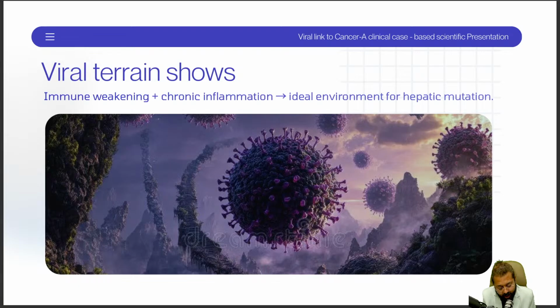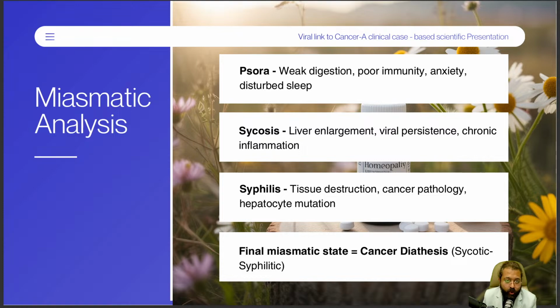Now, how it helps as the case progresses, you guys will also get to know how I have seen it in that case. So, here is the miasmatic approach. In psora, there is weak digestion, poor immunity, anxiety, and disturbed sleep. Now, as I said, poor immunity, why? Because HBV and EBV affected his immune system, which caused the poor immunity. After that, the liver started getting weak, which caused the weak digestion. Once it developed and started affecting his quality of life, it actually developed anxiety and disturbed sleep. Now this is the psoric phase.